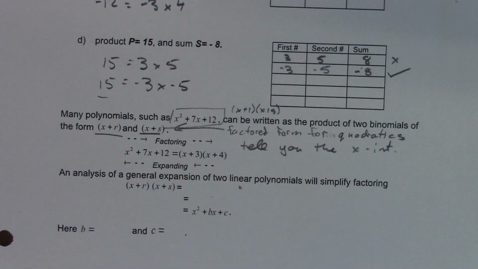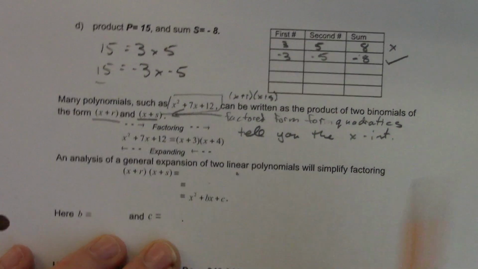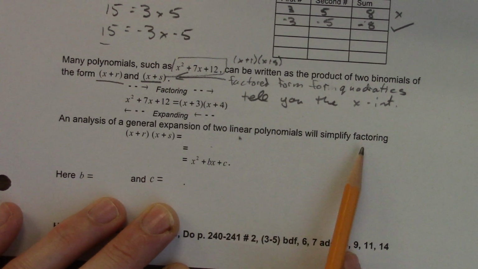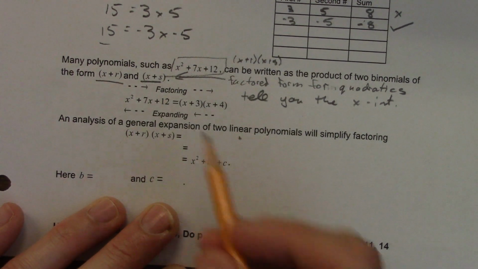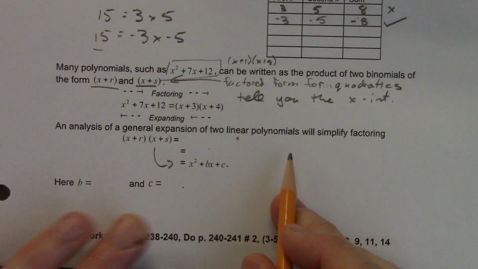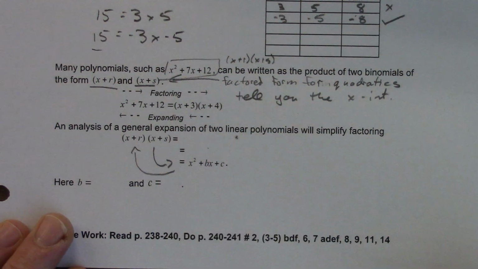Learning how to factor, learning how to take a term and break it up into its constituents, we can immediately find out what the x values are. That's the whole point of this unit and how it relates back to quadratics. An analysis of the general expansion of two linear polynomials will simplify factoring x plus r, x plus s. When we expand them, we get standard form. When we reverse that, we get factored form.